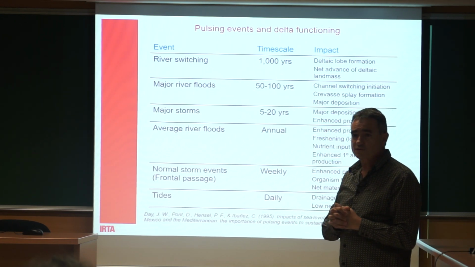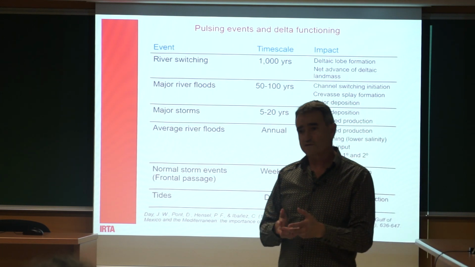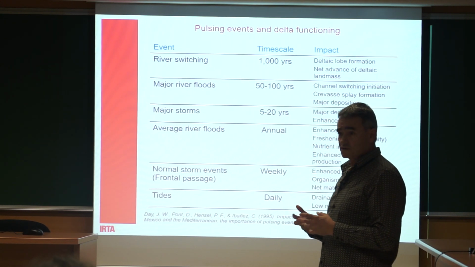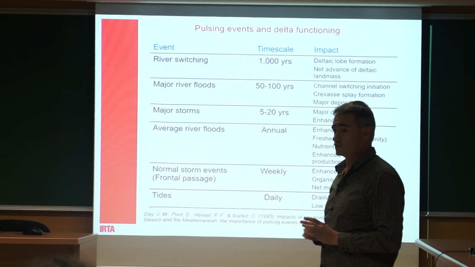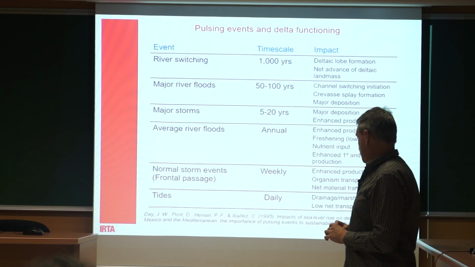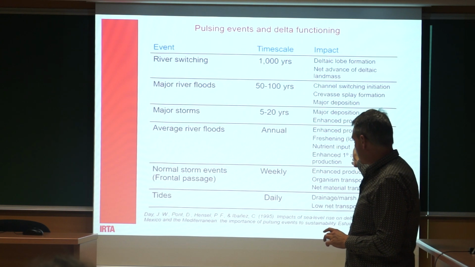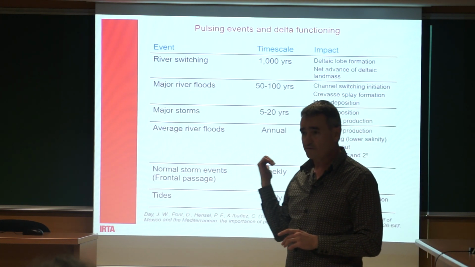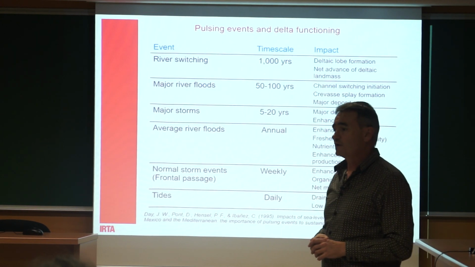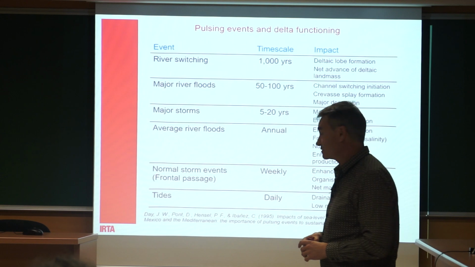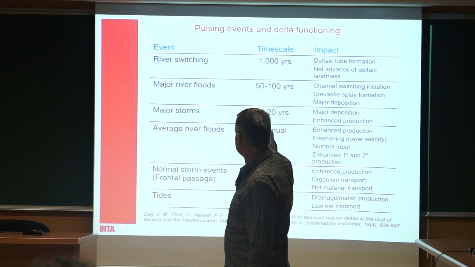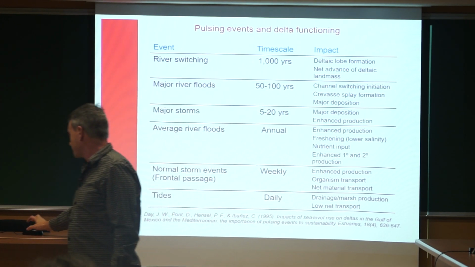Major river floods also involve most of the contribution of new sediment to delta growth, right? In quantitative terms. And these nowadays are essentially suppressed in most of the deltas and most of the rivers. Then, of course, major storms and average river floods are also very important in terms of sediment supply. Not so much the other processes at lower time scales, but all of them are very important in terms of conforming the dynamics of the system as a whole.